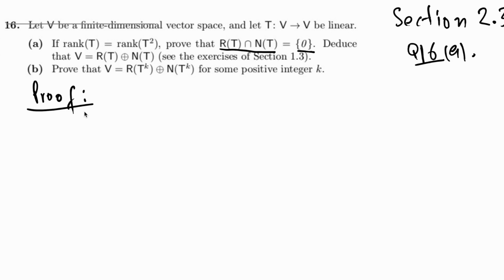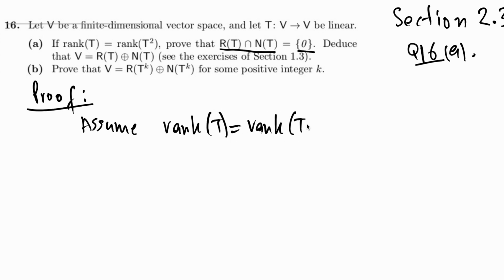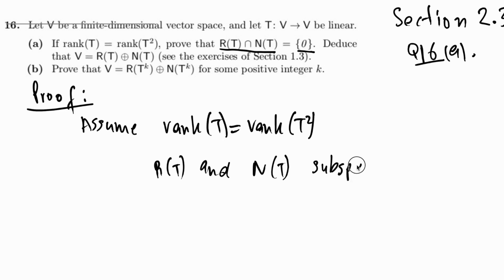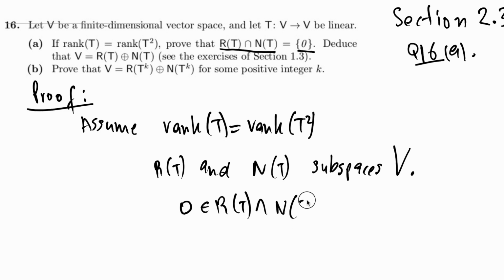So for the sake of writing the proof correctly, we first start with our assumption. So assume that the rank of T is equal to rank of T2. Now from this we have to deduce this equality. Now RT and NT are both subspaces of V, and because they're subspaces, they will contain 0. So 0 is in RT, and it's also in NT.